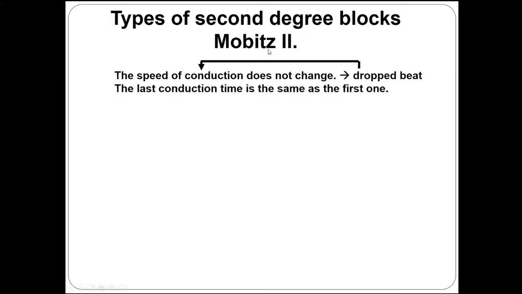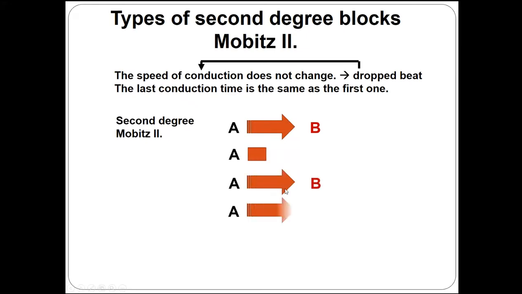There is another type, when we have a Mobitz type 2 block. Mobitz type 2 block means that we do have a constant speed. So whenever the conduction goes through, the speed is the same, it won't slow down, or that doesn't change the conduction, but we do have some unconducted beats. This is what we do have. Okay, that's clear.